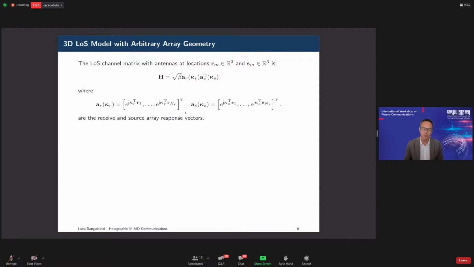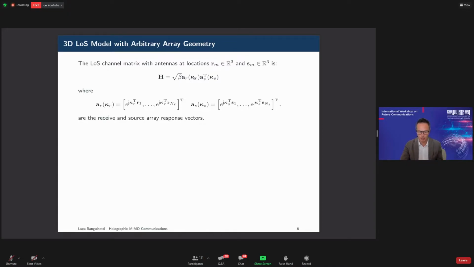There is a very common channel model in MIMO communications, which is valid whenever you have line of sight propagation conditions, which means that you have a source, a receiver, nothing in between, and there is a line of sight connection between the source and the receiver. So in this case, the MIMO channel matrix takes this form, where beta is the path loss, and then these two vectors are basically the ray response vectors, the receiver and the transmitter.